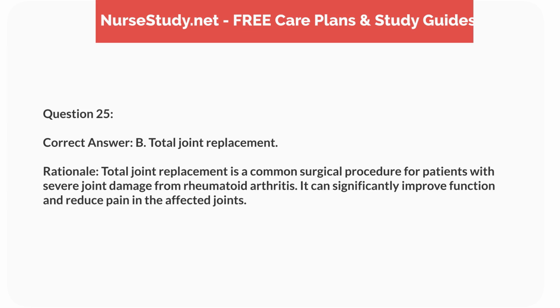Rationale. Total joint replacement is a common surgical procedure for patients with severe joint damage from rheumatoid arthritis. It can significantly improve function and reduce pain in the affected joints.